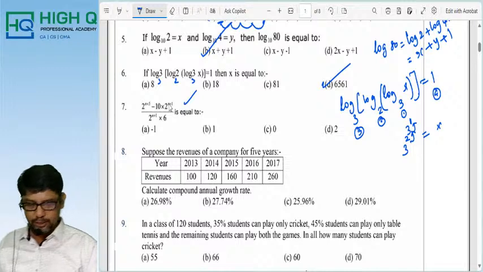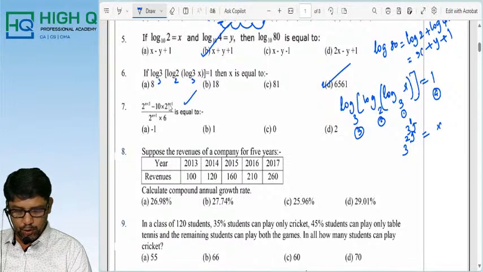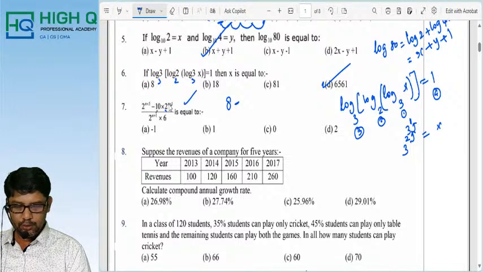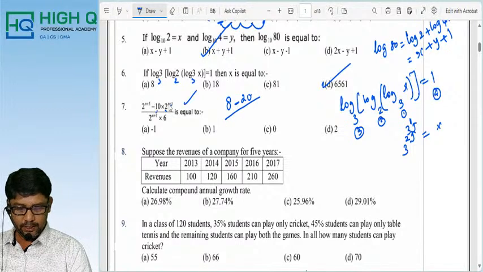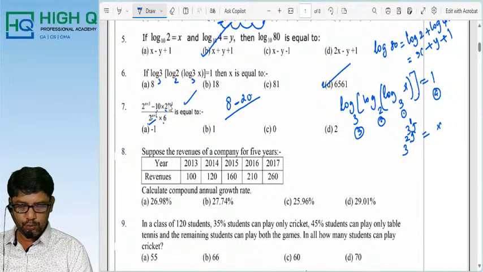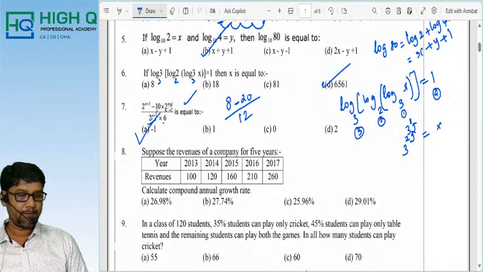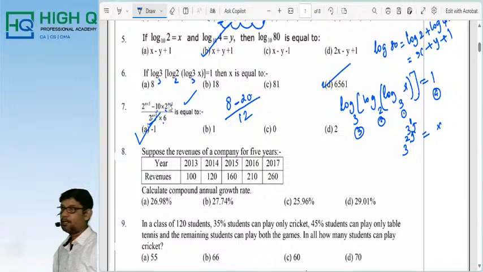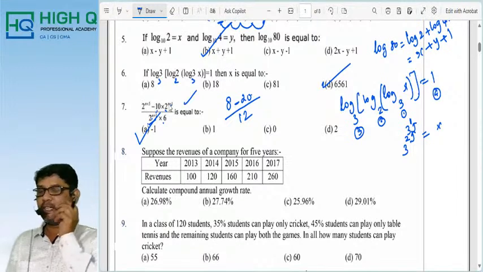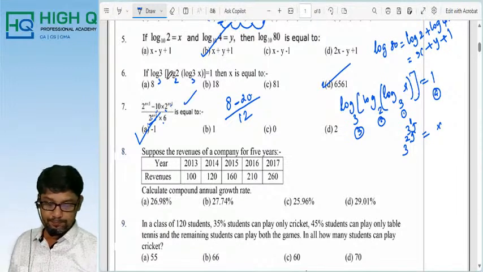Put n equal to 0, my dear. What are you going to get? 0 plus 3, what is it? 8 minus 2 power 1 is 2. 10 twos are 20, divided by, what is it? 2 power 0 plus 1. 2 sixes are 12. Sir, by cancelling this, I am getting the answer as A. Yes, minus 1. Is that right, my dear? It is minus 1.